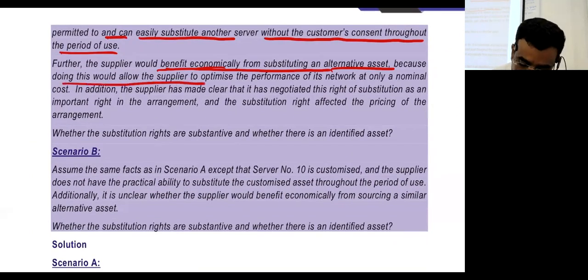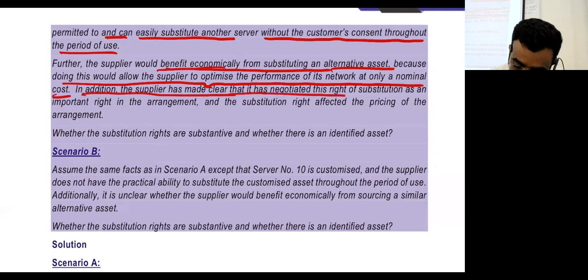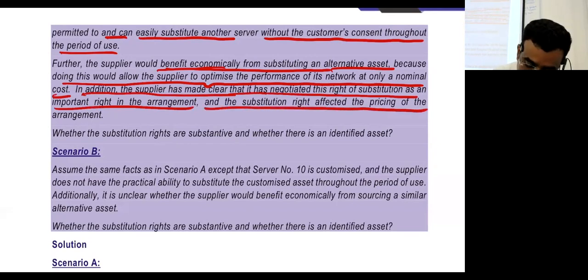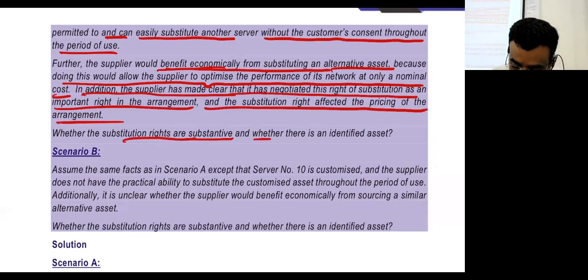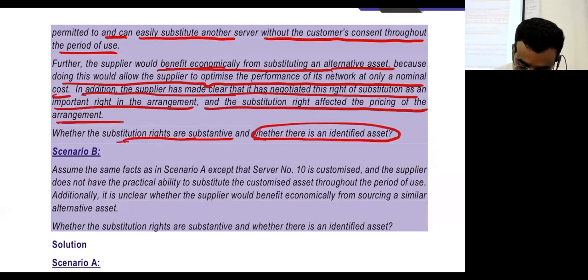Because doing so would enable the supplier to optimize the performance of the network at only nominal cost. In addition, the supplier has made it clear that it has negotiated the rights of substitution as an important right for the arrangement, and the substitution right affected the pricing of the arrangement. Clear? Whether substitution rights are substantive and whether there is an identified asset. Answer two questions.